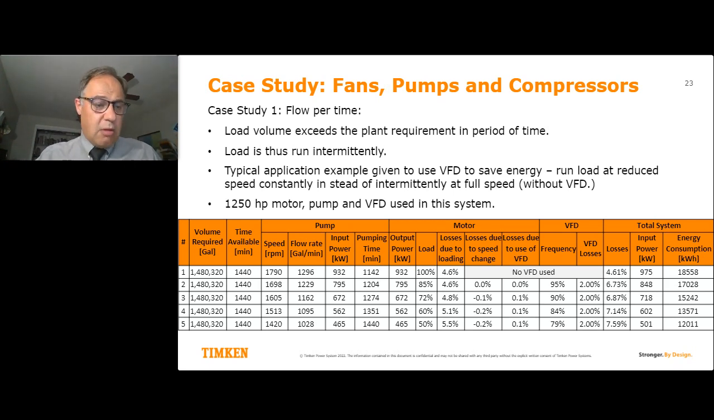Now, if I start with my first line, I can see I've got a specific volume that's required. I've got an X amount of time that I need to do this in. My speed of my pump is, this is where I set the baseline of the motor without the VFD. And from my duty point, I can see I need 932 kilowatt, which is 1250 horsepower. The motor is running at full load. I can calculate my full load losses as 4.6%. There are no losses because of a VFD, because I don't have a VFD in the system. This is my baseline. This is where I stop.